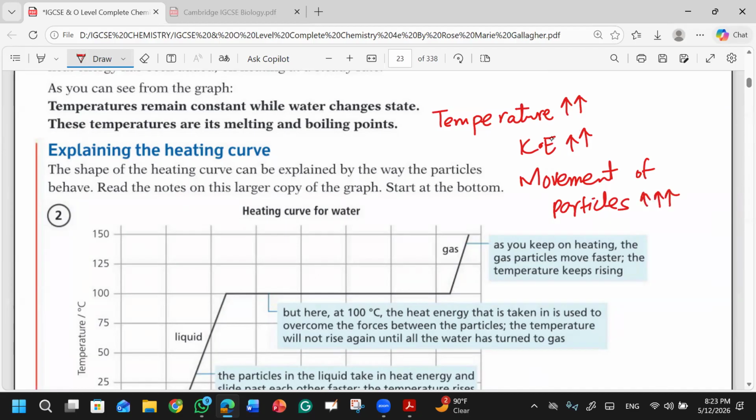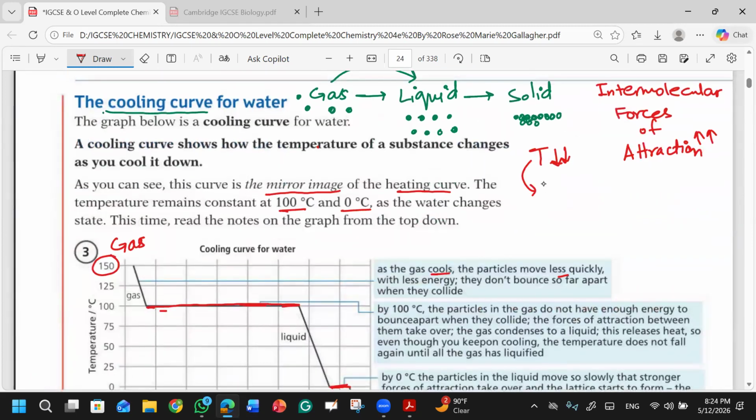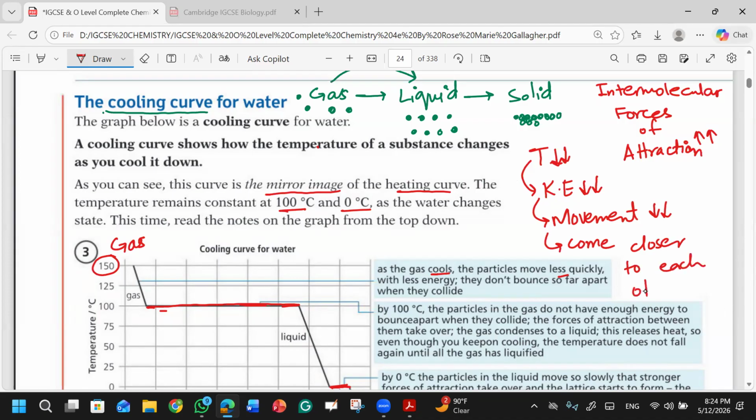Now, what we are doing is the opposite of this. We are decreasing the temperature. So when we are decreasing the temperature, what will happen? The kinetic energy of the particles will decrease. And when the kinetic energy decreases, the movement of the particles will decrease. And when the movement decreases, what will happen? The particles will come closer to each other, and then the liquid will form. Particles will come closer to each other. Clear?